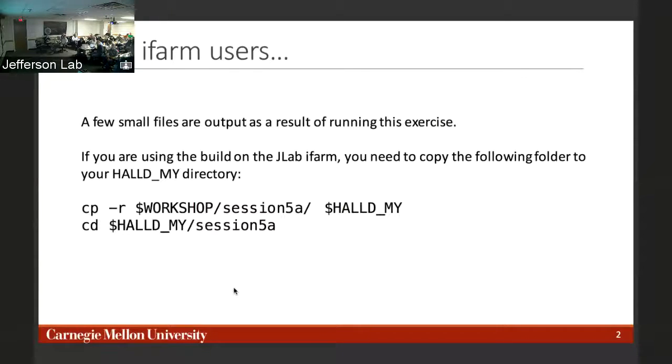Is there anyone who is using iFarm? It's just Tegan? All right, so Tegan, if you can do that, that'd be great. Just kind of loose.